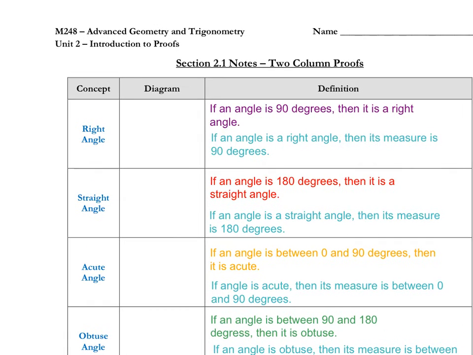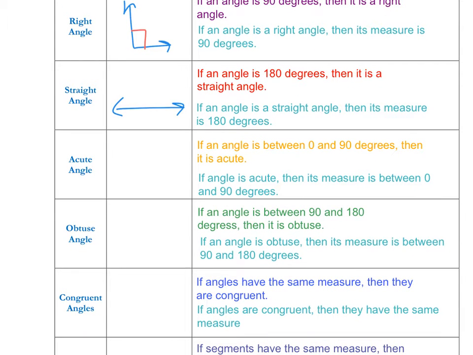So if I have a right angle, we know that a right angle is 90 degrees. If we put that as an if-then statement, it would be: if an angle is 90 degrees, then it is a right angle. And we can also say the reverse: if an angle is a right angle, then its measure is 90 degrees. We can say the same thing about a straight angle. If an angle is 180, then it is a straight angle. If an angle is a straight angle, then its measure is 180. Same thing with acute. Notice all these converses would be true.